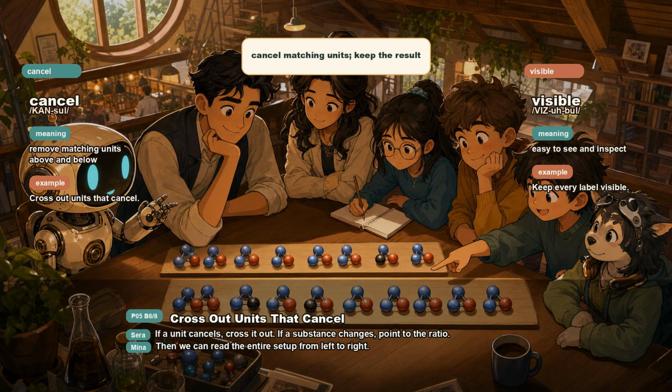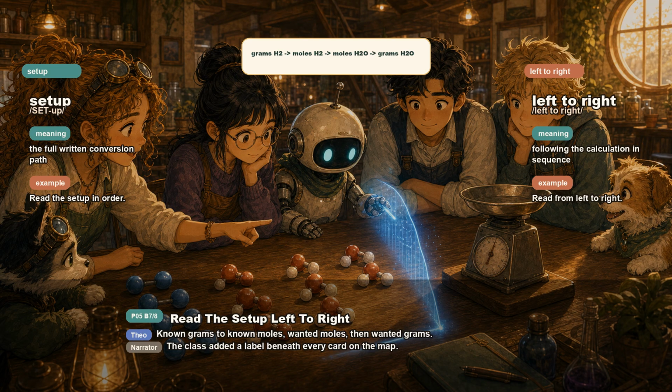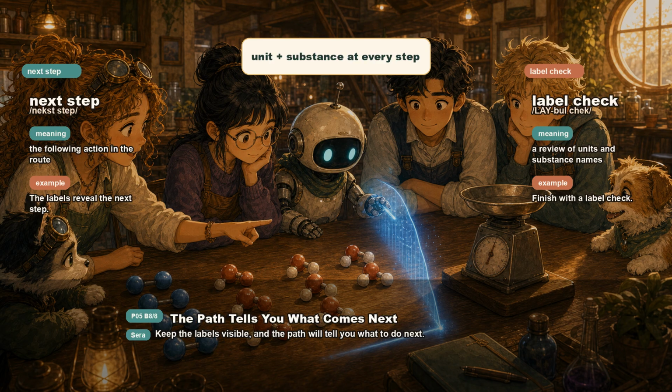Label check complete. Every transition has one clear job. If a unit cancels, cross it out. If a substance changes, point to the ratio. Then we can read the entire setup from left to right: known grams to known moles, then wanted grams. The class added a label beneath every card on the map. Keep the labels visible, and the path will tell you what to do next.